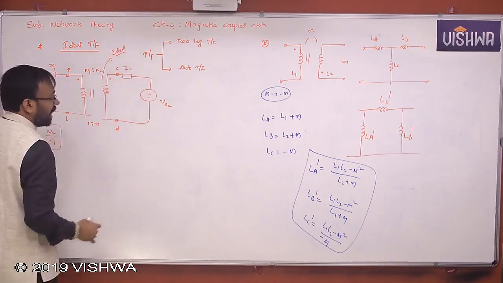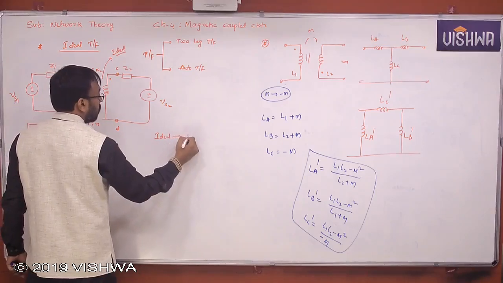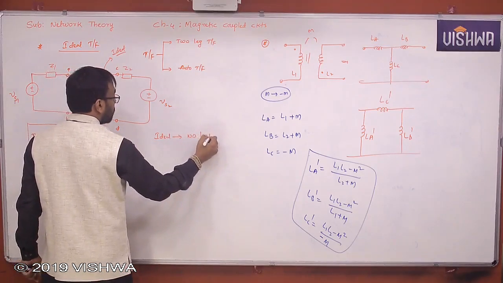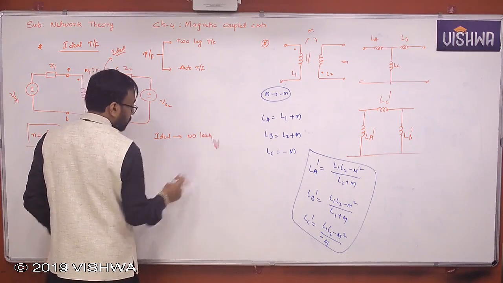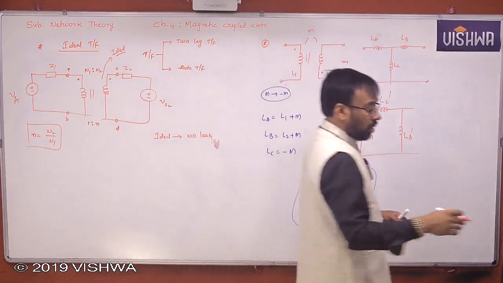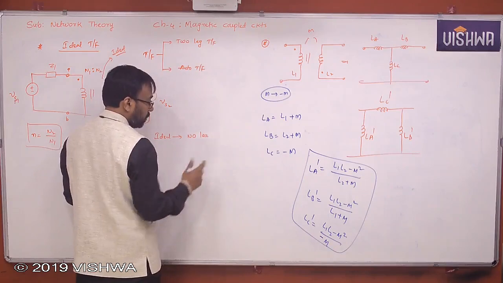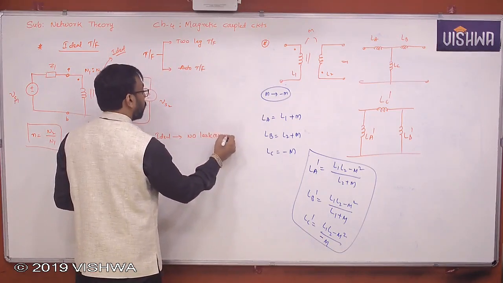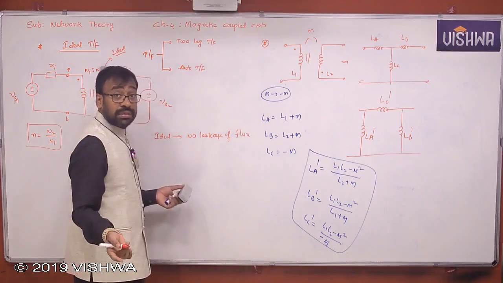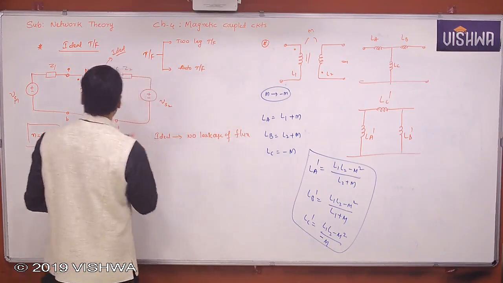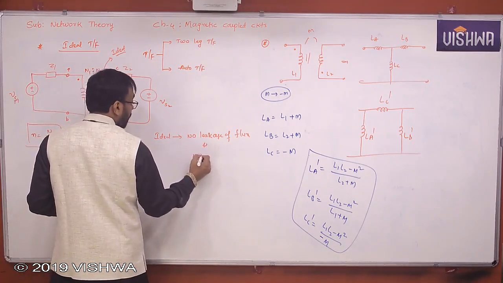First of all, what is an ideal transformer? Ideal transformer means no leakage of flux. When there is no leakage of flux, there is no inductance concept. Understand all of you? Okay, there is no inductance offered by this, and no power loss.